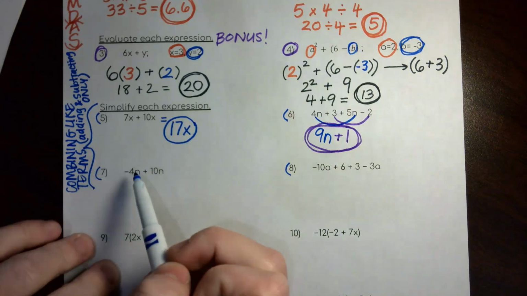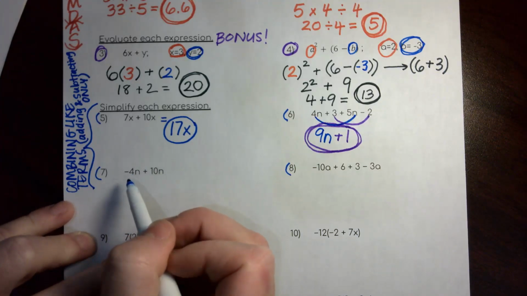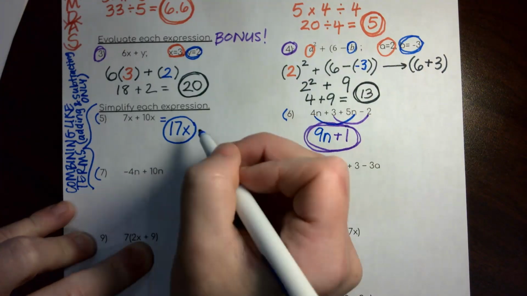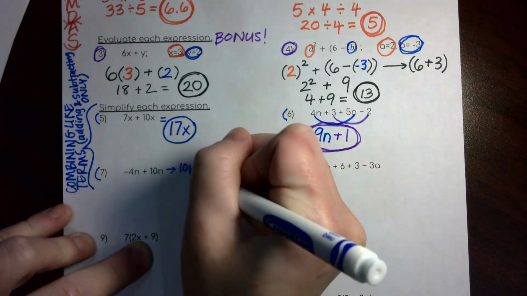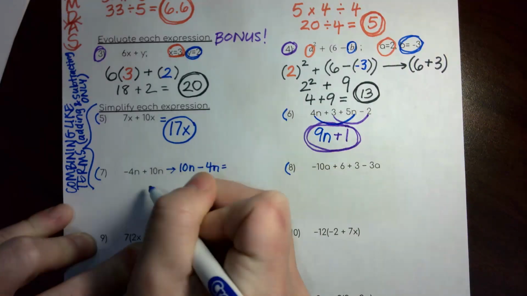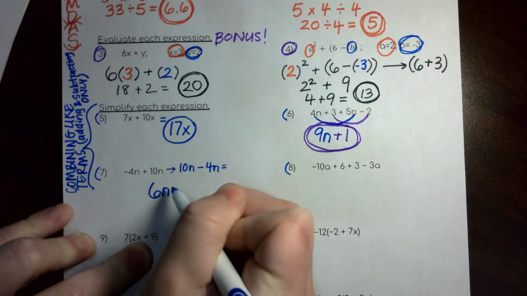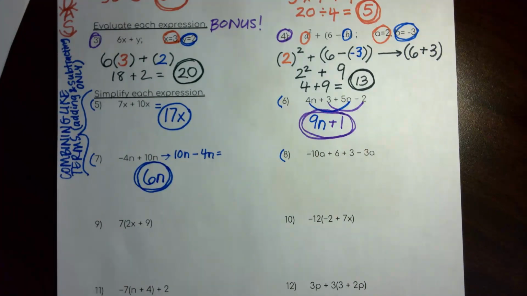Positive. Good. We know that this is going to give us 6 because when you add a negative, you're really just subtracting. And I'll write this out to the side in case it's helpful. If you did 10n minus 4n, you would get 6n. And that would be your answer. Any questions before we go to 8?